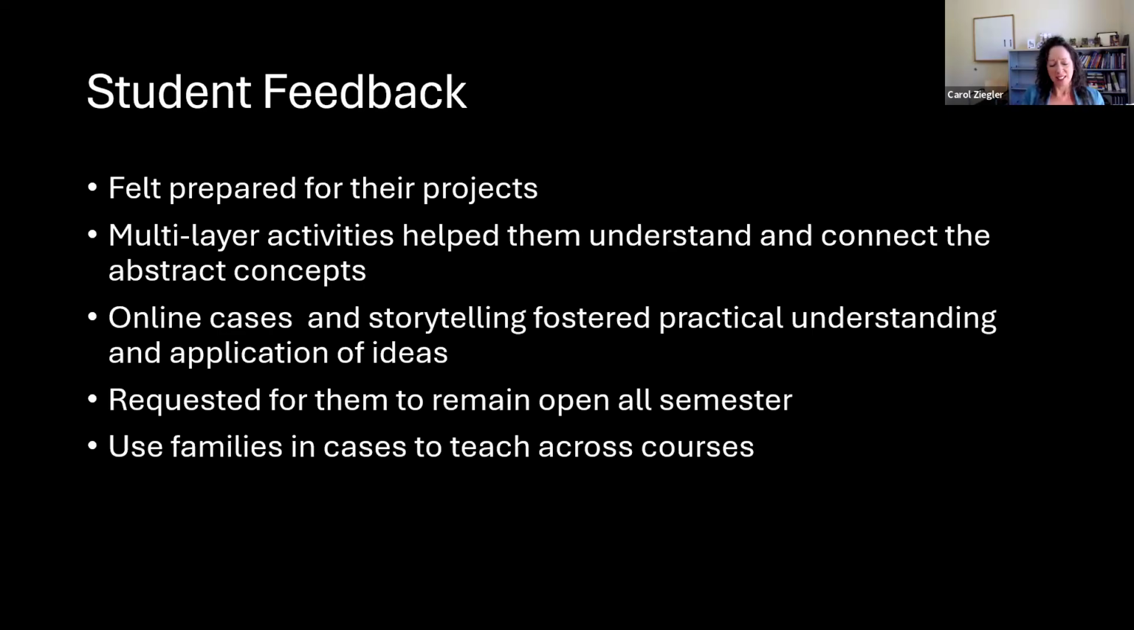So again, connecting: people thought I was crazy when I said we're going to bring in all these different layers, like planetary health, commercial determinants, social determinants, but they really go together nicely. And the cases and the multi-layered activities really help students link those all together and then operationalize them in practice. And the online cases and the storytelling, they said, really fostered the practical understanding of those ideas.